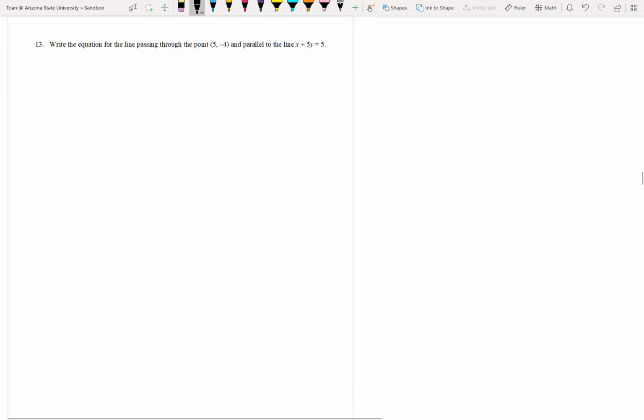Number 13, write an equation of a line. As we said in our lesson, when it comes to writing an equation of a line, I don't care what the context is, I don't care what class it is, we always need the same two pieces of information. We need a slope and we need a point. So if you read the story, it says write an equation for the line passing through the point, this guy.